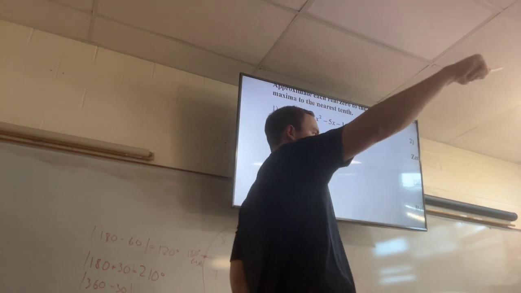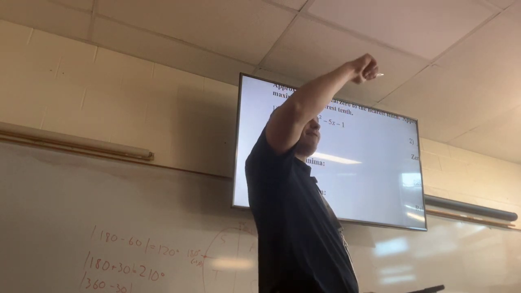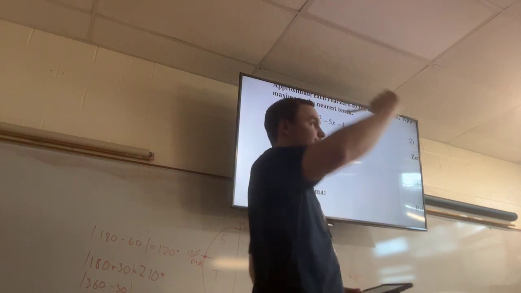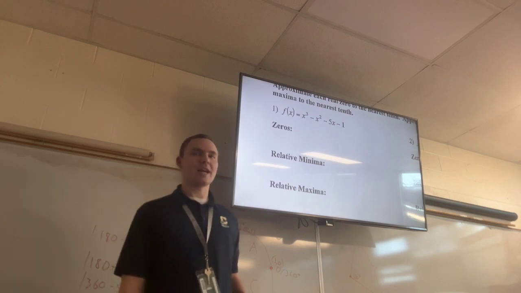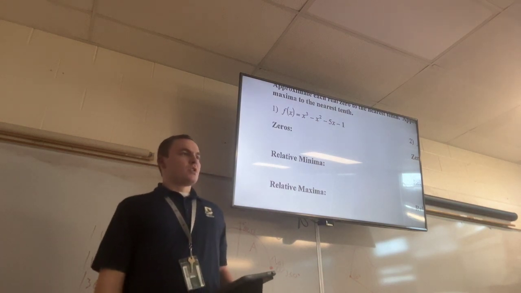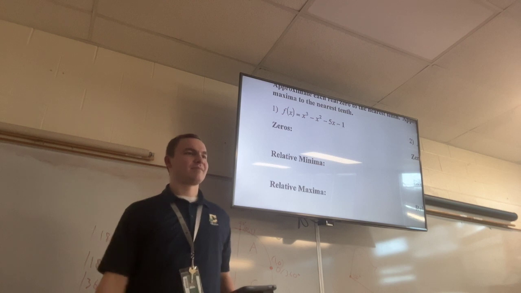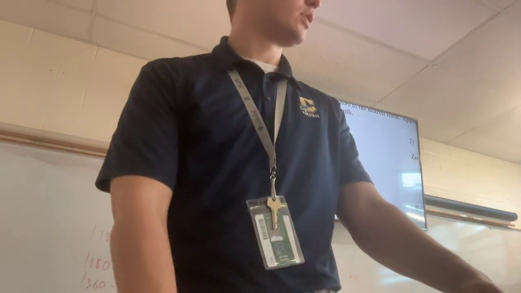What's a zero again? What point on the x-axis? It's anywhere the graph touches the x-axis, either a bounce or a cross. That's what a zero is, or a root. It's another word for it. You guys probably don't know what a relative minimum or maximum is, do you? It's kind of like all the humps and valleys. So I'll show you first how to find all the zeros.